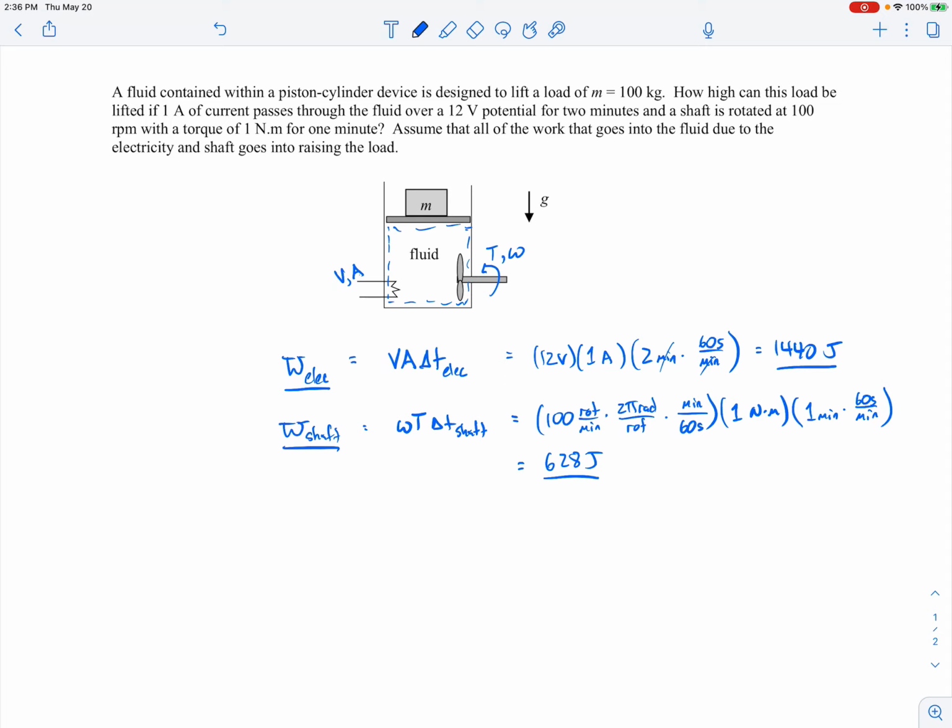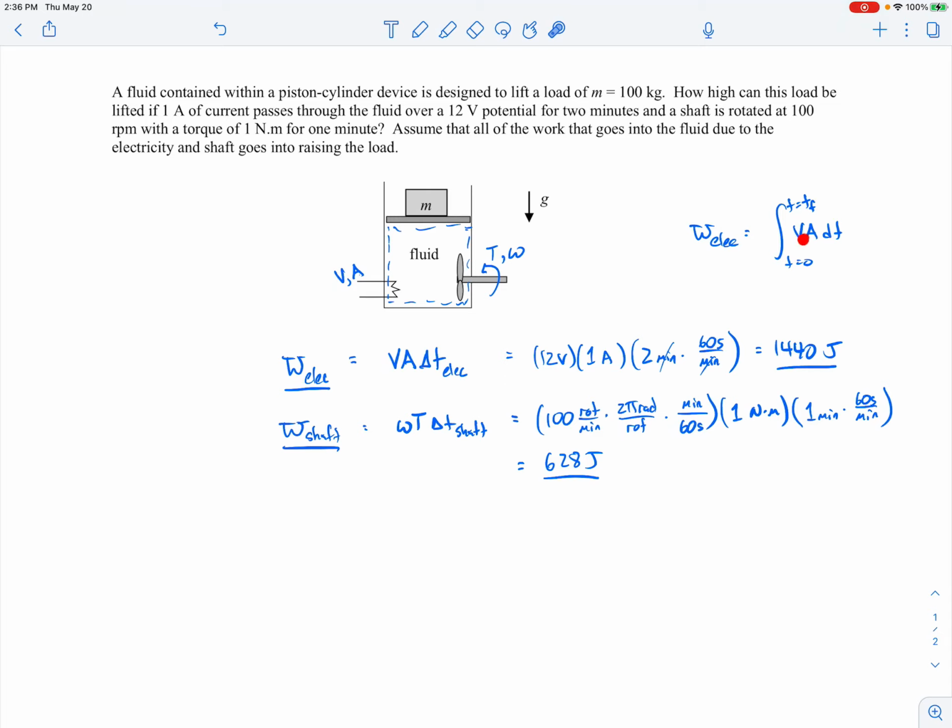For example, let's say the amperage varied with time. Then the work due to electricity would have to be the integral of the voltage times amperage times a little bit of time as we integrate from some start time to some final time, right? But since we're dealing with constant voltage and amperage, I don't have to do the integral.